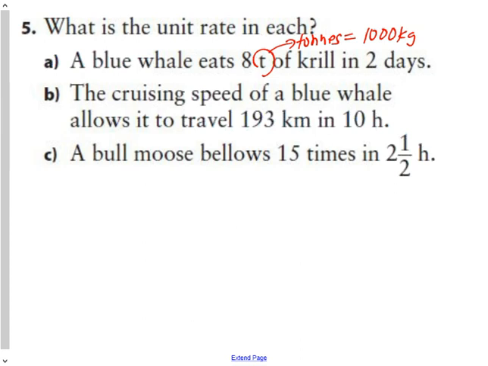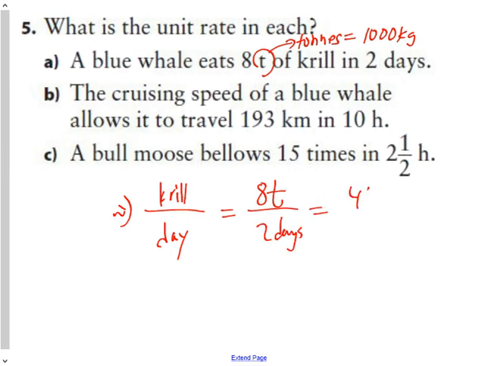So its rate, do we want it per day or per ton? We want it per day, which means our bottom one will be days and our top one will be krill. All right, so krill per day. We have 8 tons in 2 days, which as a unit rate will be 4 tons in 1 day.